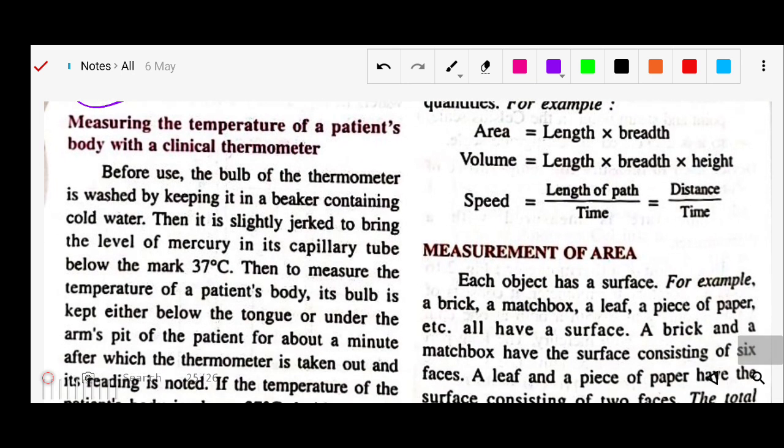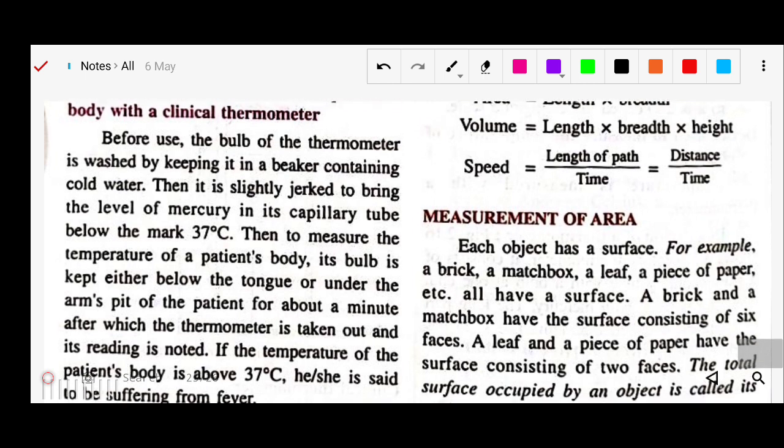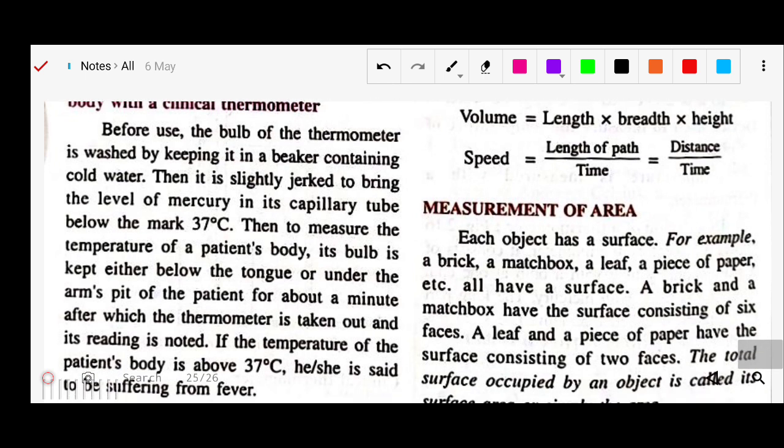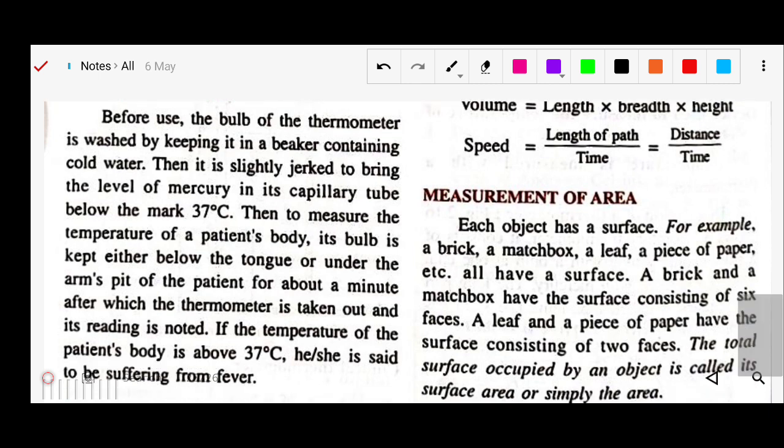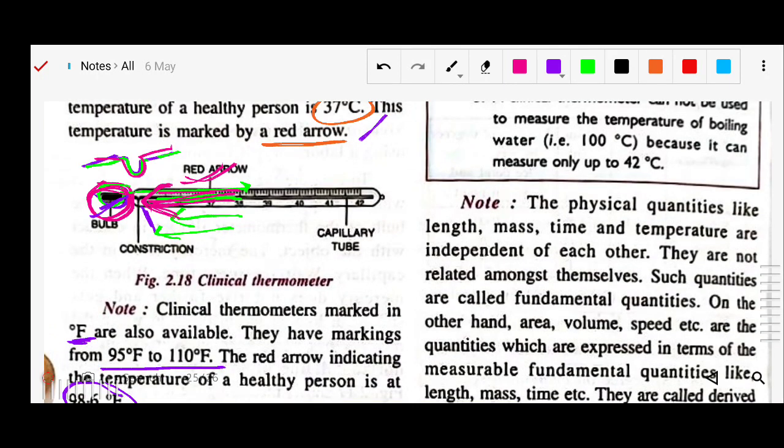Now next, measuring the temperature of a patient's body. As I said, the bulb of the thermometer is washed by keeping it in a beaker of cold water, because the thermometer is used on different patients. That's why it should be cleaned.